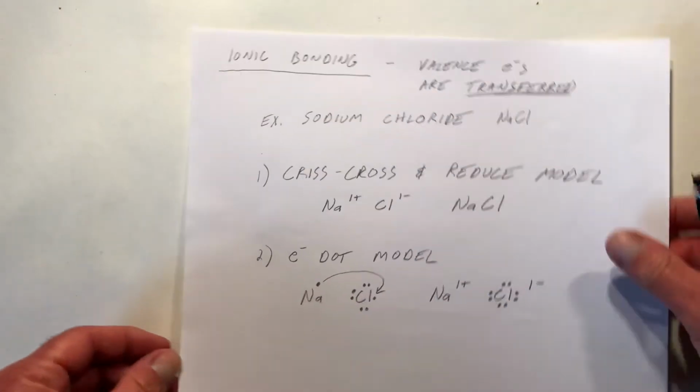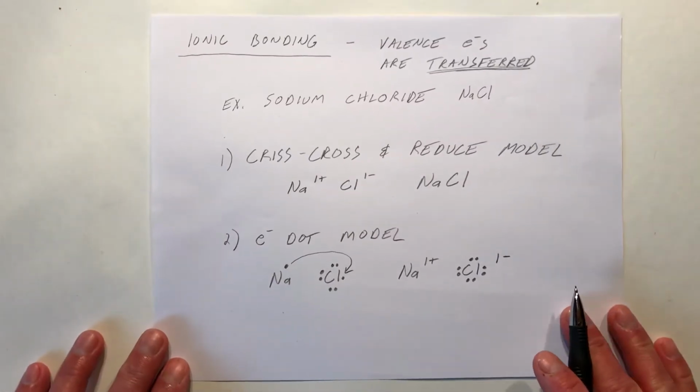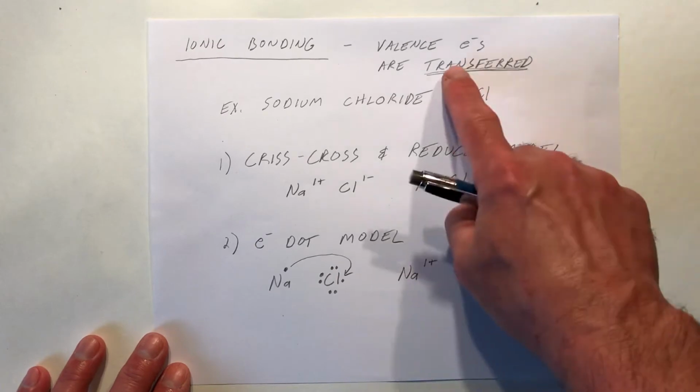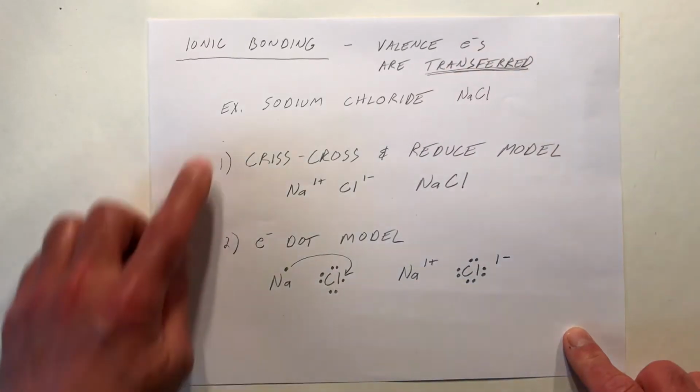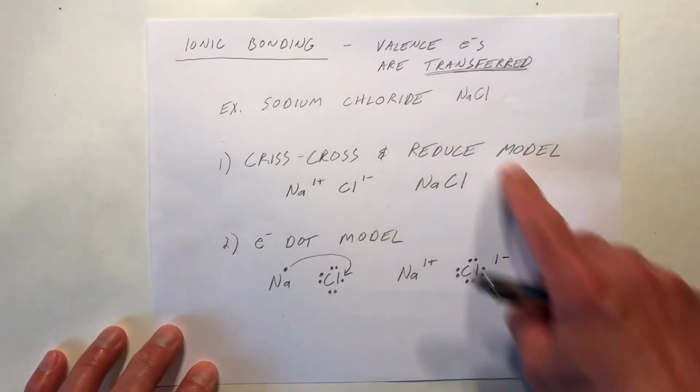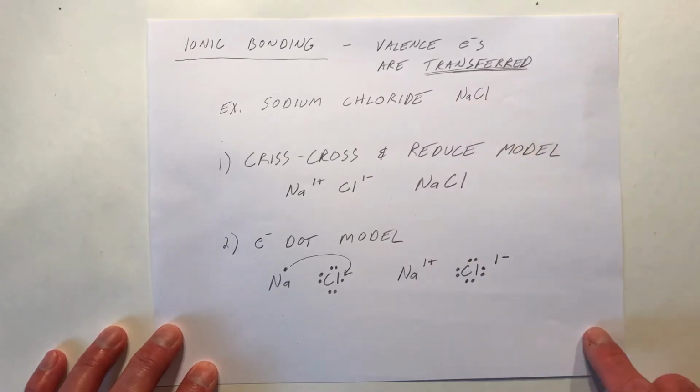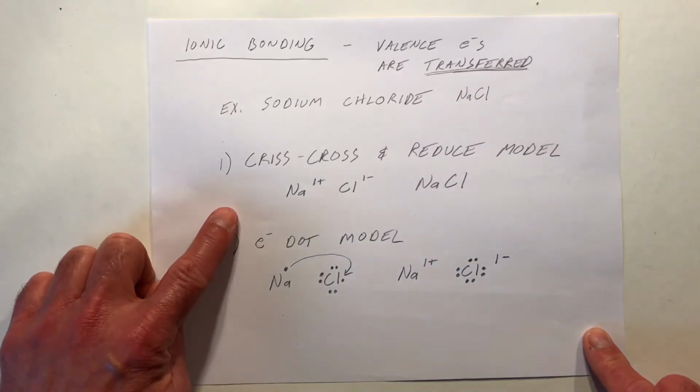All right, so a quick review of ionic bonding. For ionic bonding, we say that valence electrons are transferred. Let's take a look at an example with sodium chloride, or NaCl. That's the chemical formula. One way to represent the ionic bonding is to use the crisscross and reduce model.